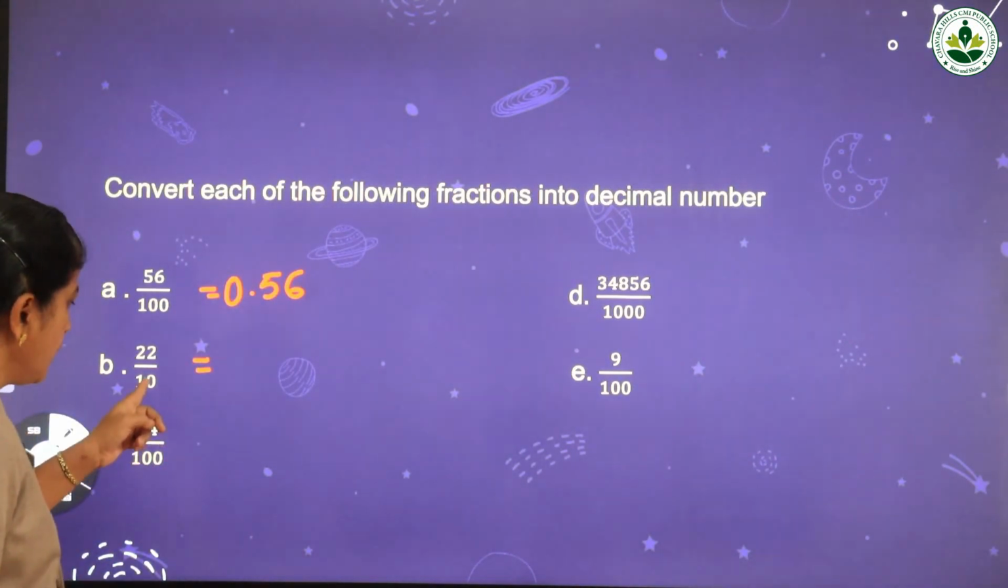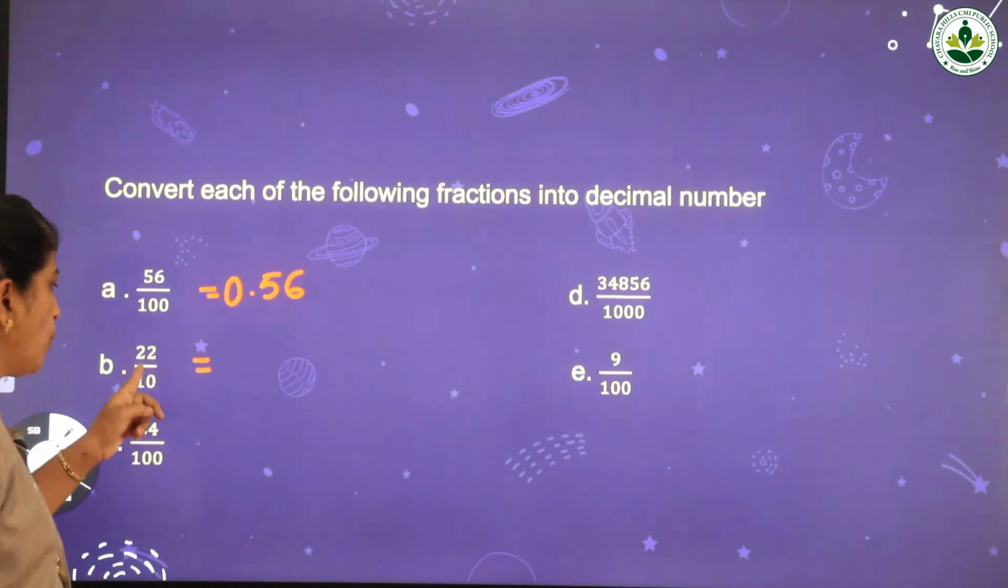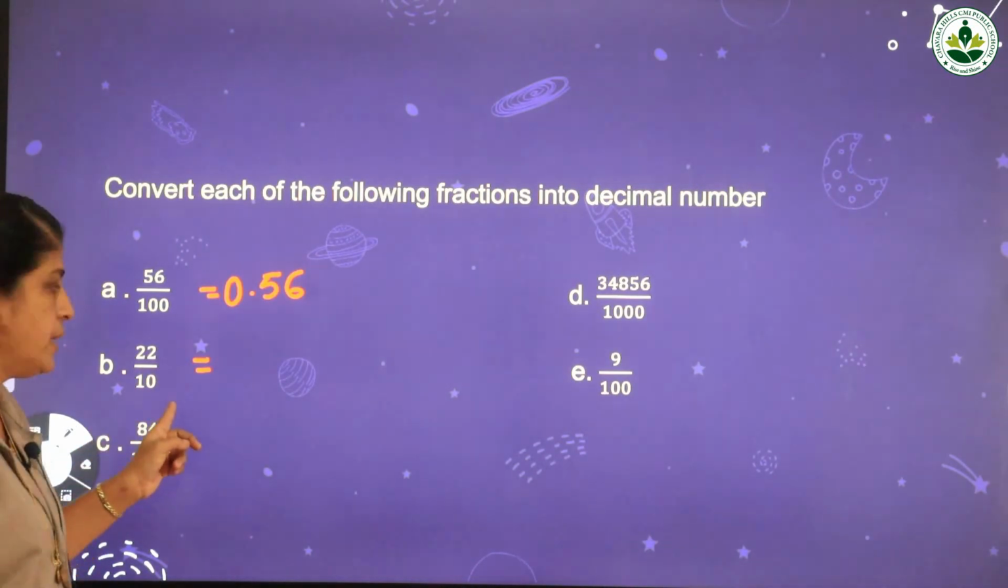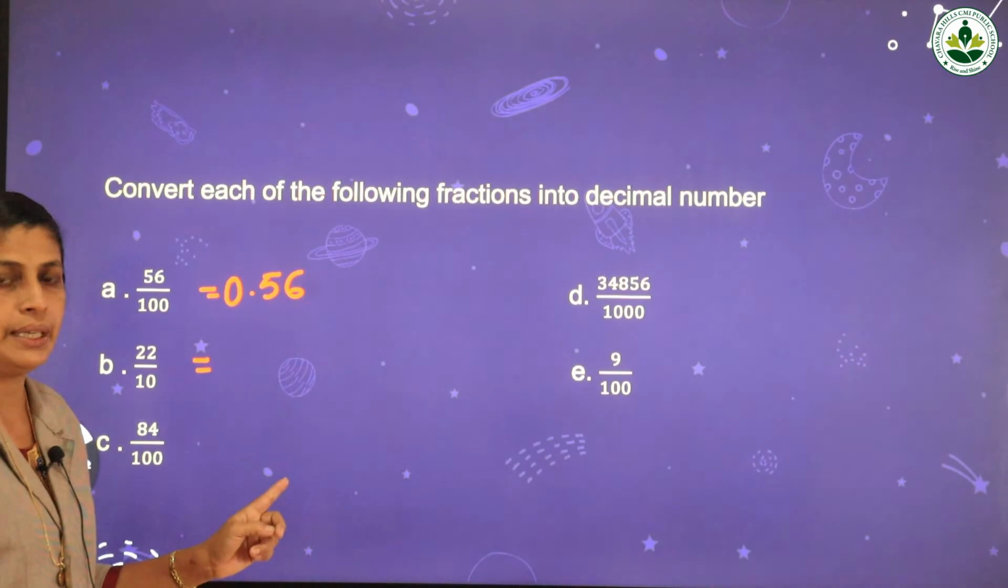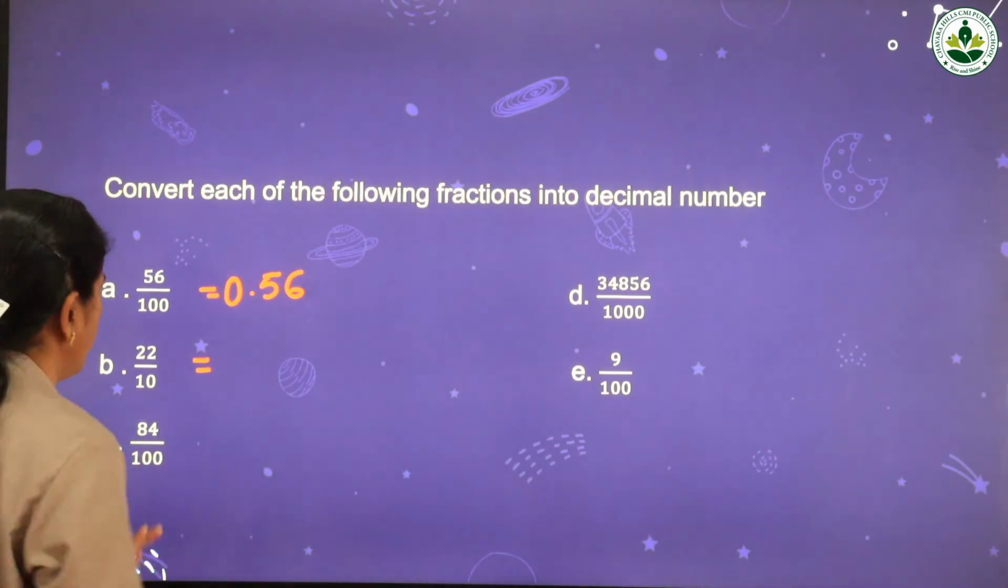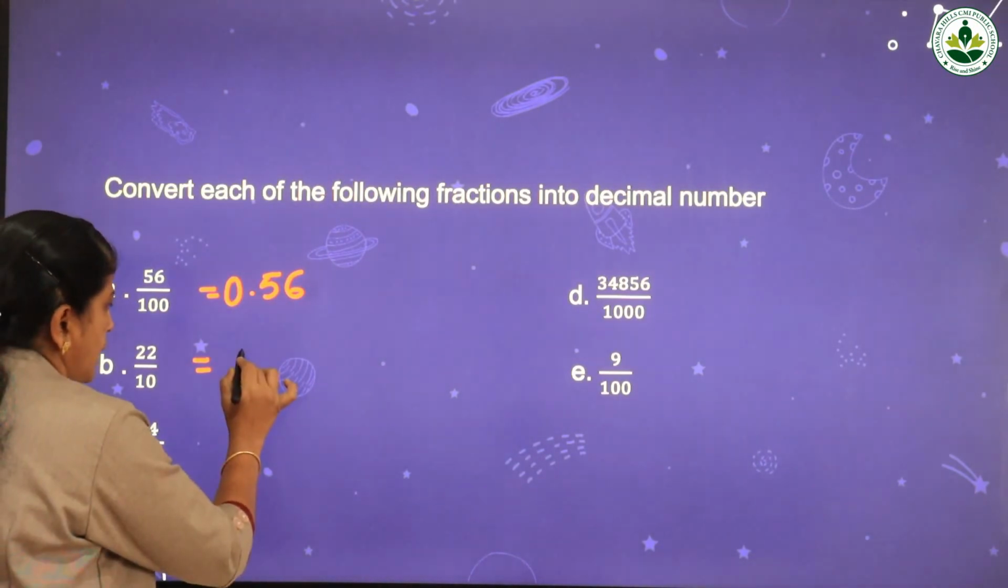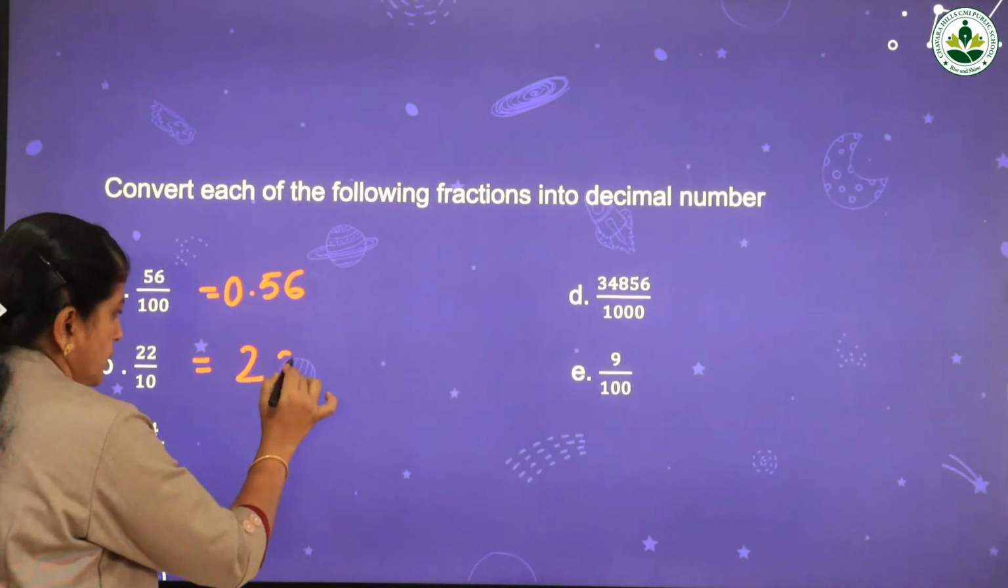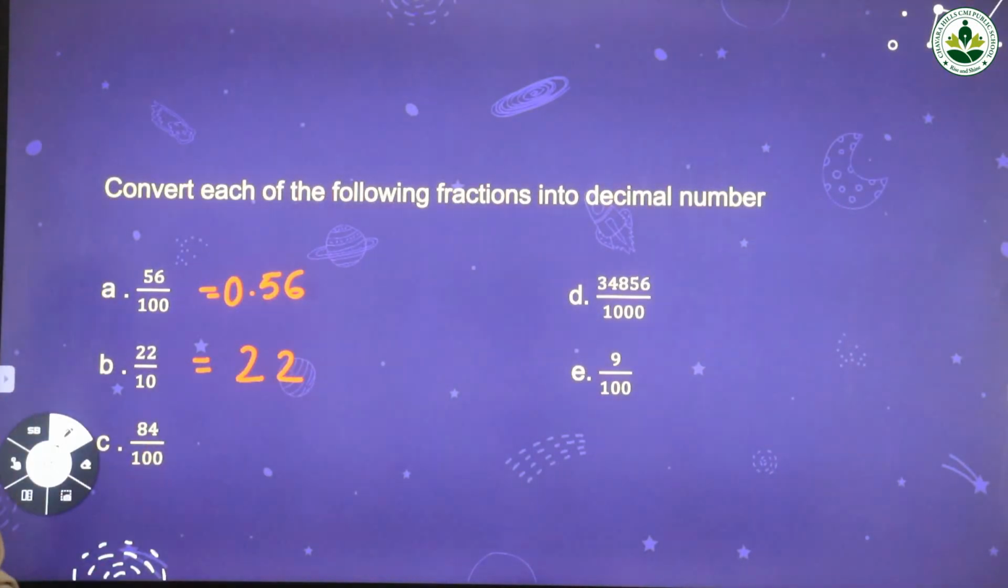Second question, 22 by 10. In that, the denominator has only one 0. That means there should be only 1 digit after the decimal point. First write the number in the numerator. The number in the numerator is 22.